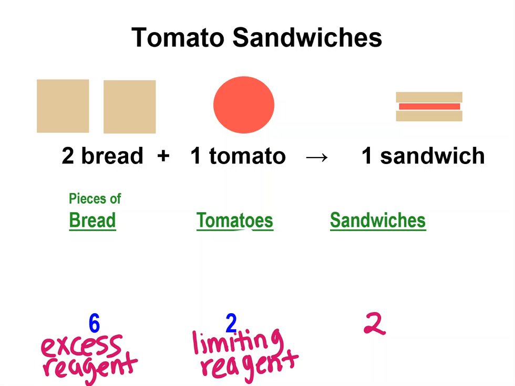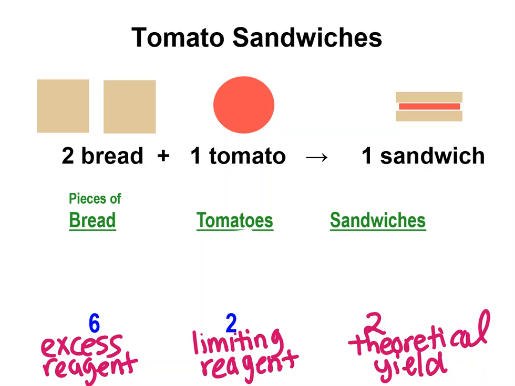Okay, a few things to point out about this. This is the amount we're going to get. This is what we call the theoretical yield. These were pretty simple numbers, so it's pretty easy to tell what our theoretical yield would be and to see that we're not going to have enough tomatoes.